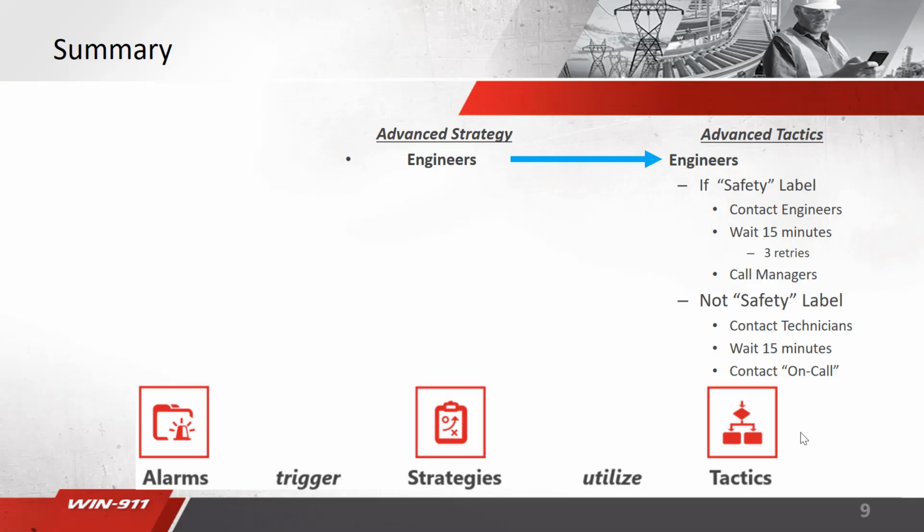Okay, let's recap our configuration. We made a tactic called engineers, and we made a decision based on a safety label. If this had the safety label, we could contact our engineer with mobile, wait 15 minutes, do a retry, and then contact our manager. If it did not have a safety label for this alarm, we just contacted our technician, waited 15 minutes, and contacted the on-call. I also showed you how to configure that on-call role on and off for different users. We also created an advanced strategy, or a policy of actions to put in place, which is our starting, stopping, and re-notifying. This strategy named engineers pointed to a tactic named engineers, or a call-out list of people.